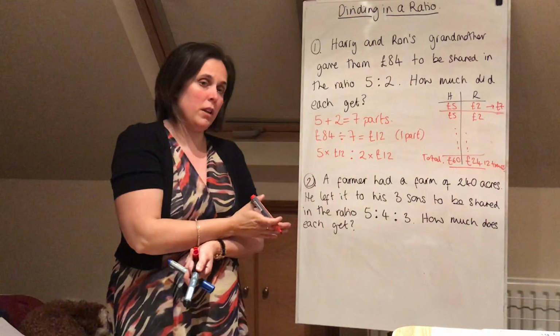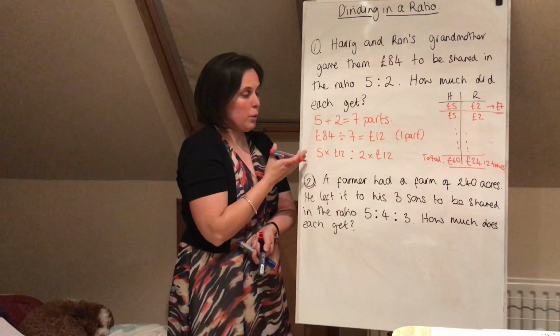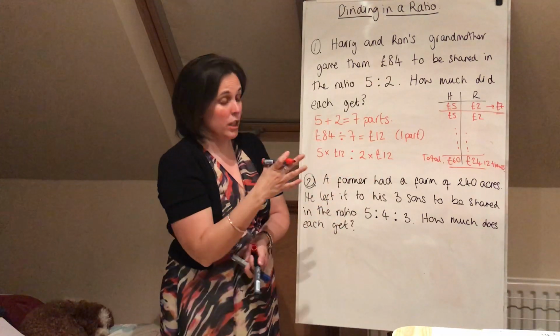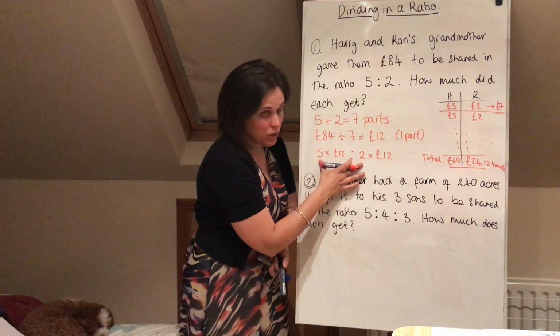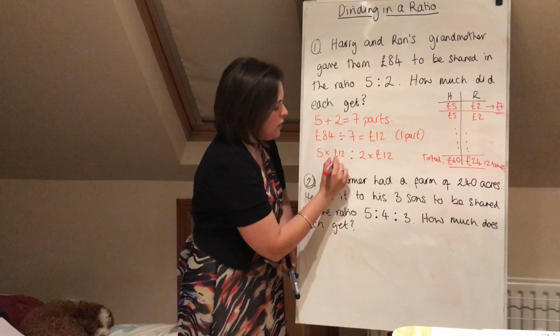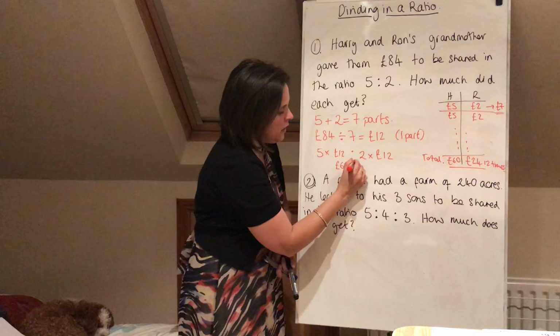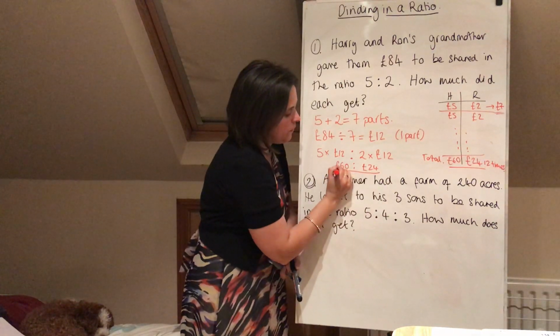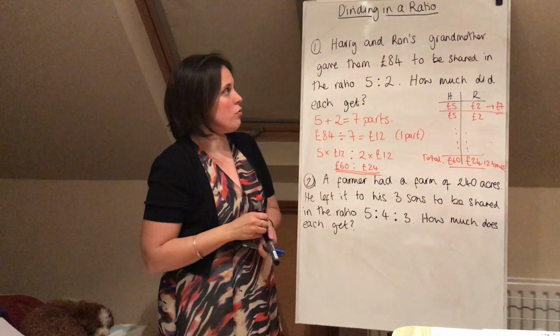If you remember from the previous video on equivalent ratios, if we multiply by the same number, we're keeping our ratio the same. So we're keeping our ratio 5:2, but we're multiplying both sides by the £12. 5 times 12 gives us 60, and 2 times 12 gives us 24.